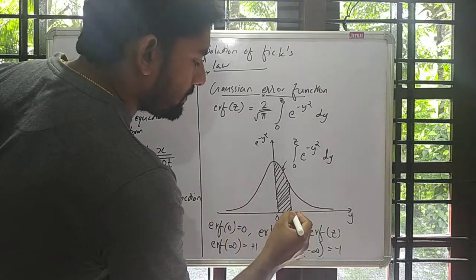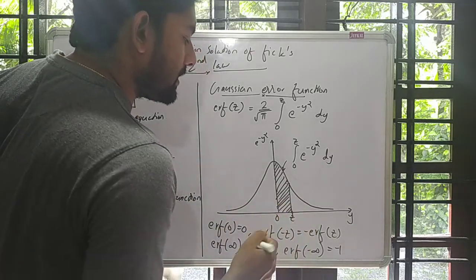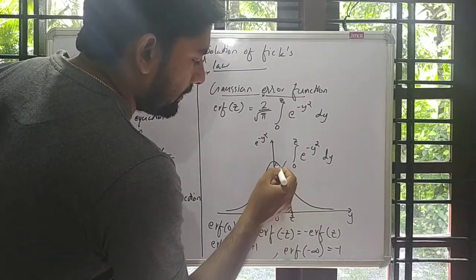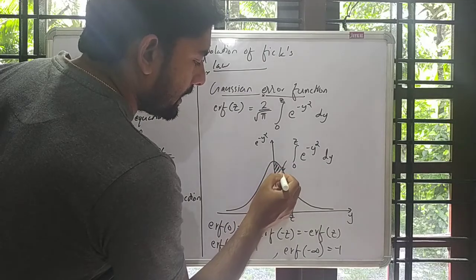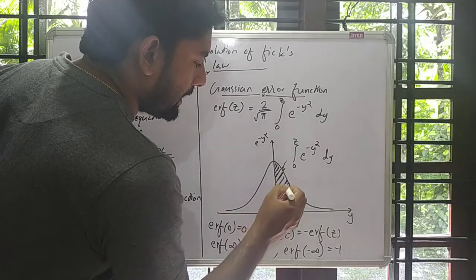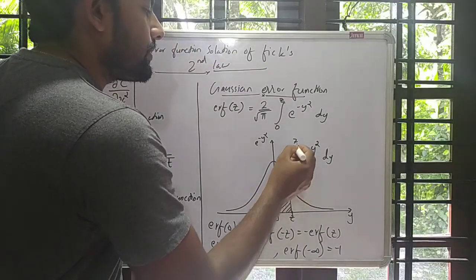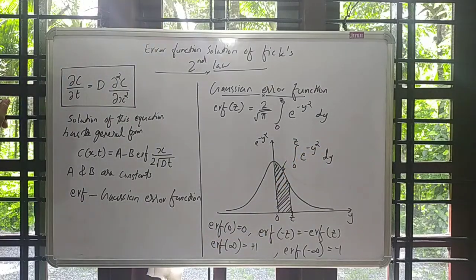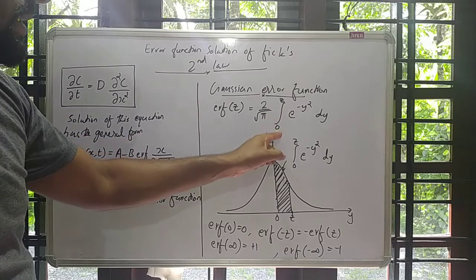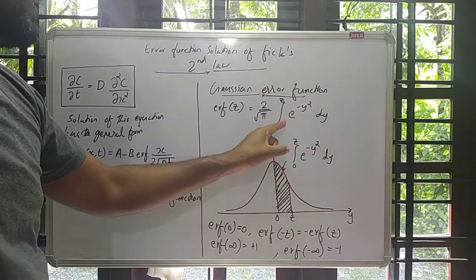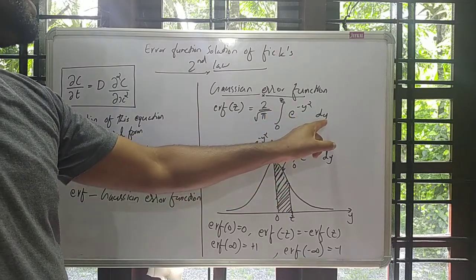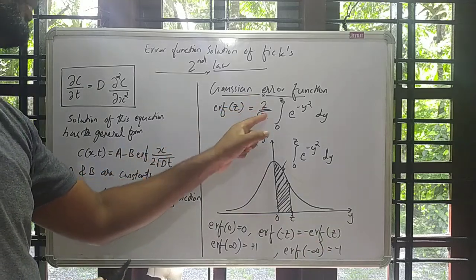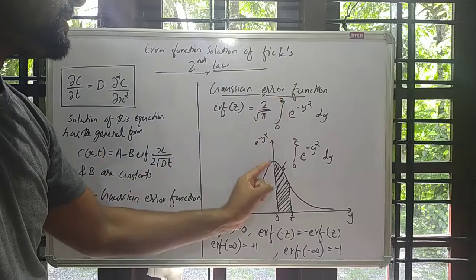Look at this. If this point is z, then this area we can find out by integrating from 0 to z of e raised to minus y square dy. So this area is integral 0 to z of e raised to minus y square dy, and the error function of z is equal to 2 over under root pi times this area.